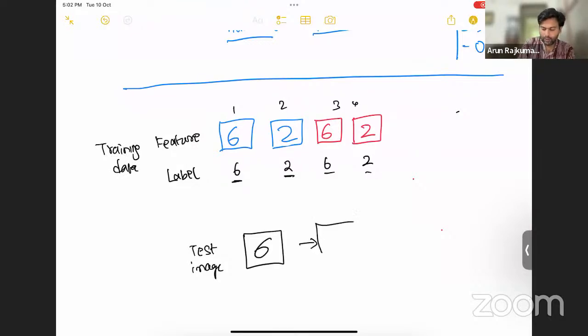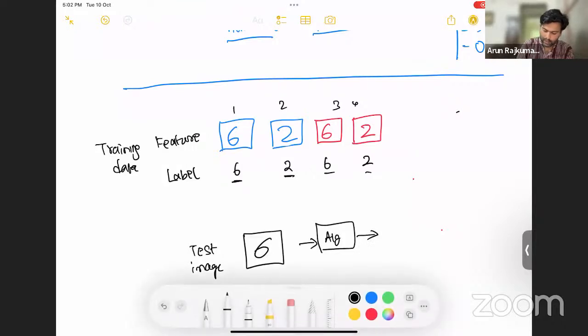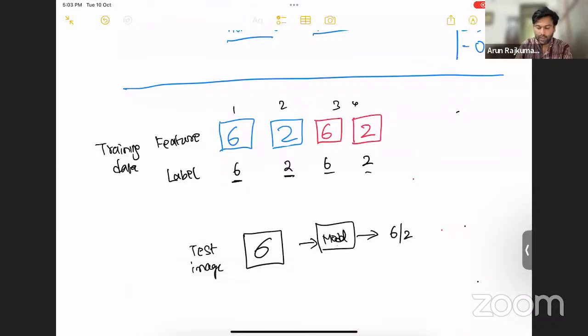Now I feed this to my model. And then the model has to predict whether this is 6 or 2, right? So this is the multi-class classification problem that we have seen so far. Of course, I have only 2 classes here; I might have multiple classes later on.